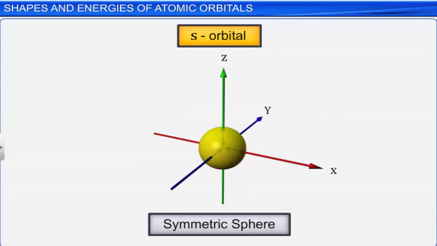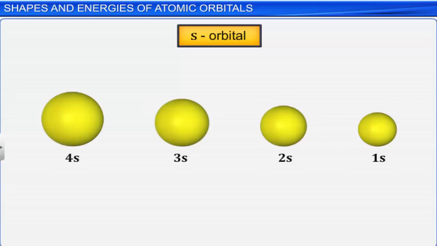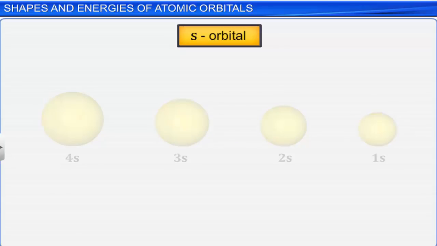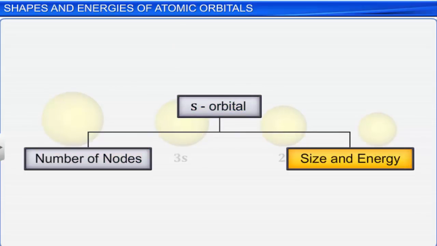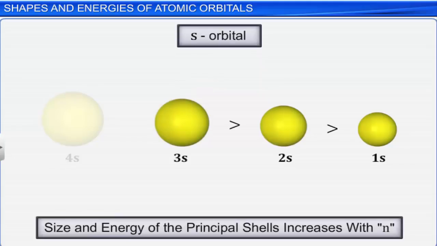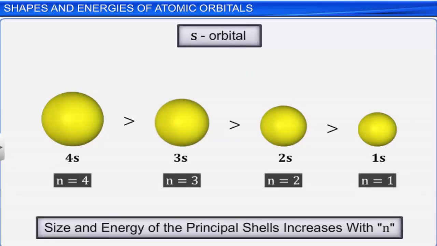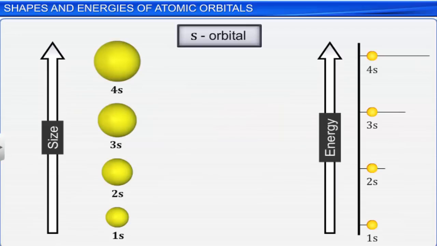Note that, although all s-orbitals are symmetrically spherical, the shapes of the s-orbitals belonging to different principal shells differ in two aspects: 1. The number of nodes, and 2. Size and energy. As the size and energy of the principal shells increase with increase in the value of n, their orbitals also follow the same trend. For example, the size and energy of 4s is greater than 3s, followed by 2s, and then 1s.